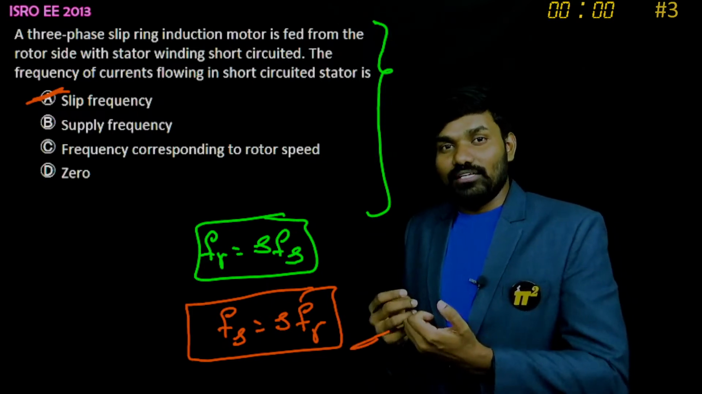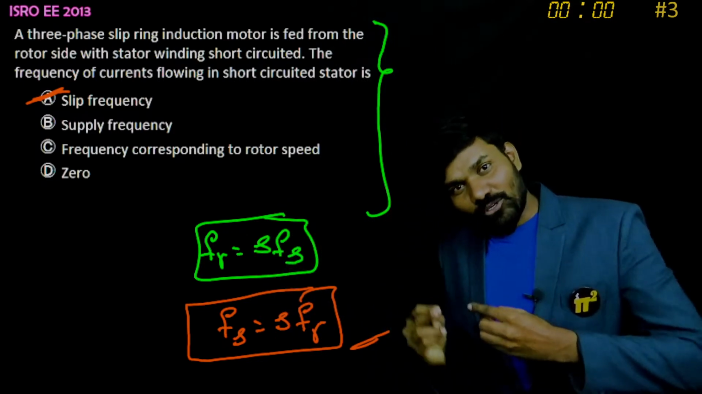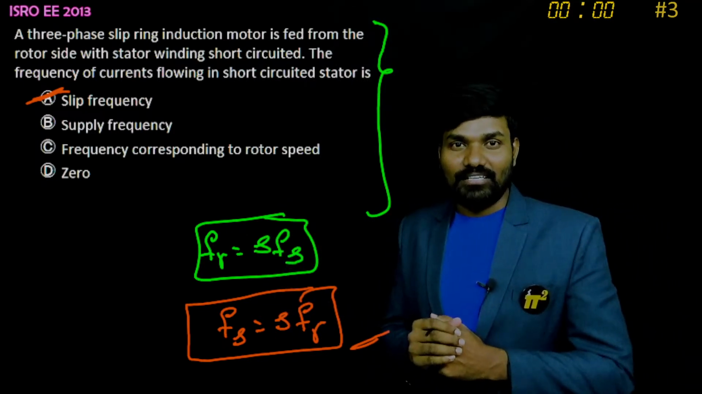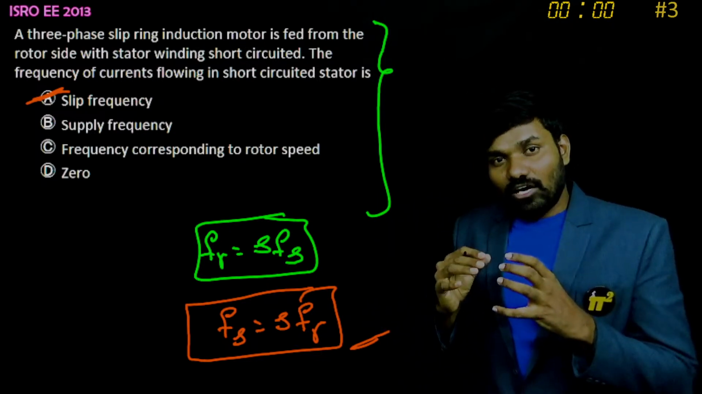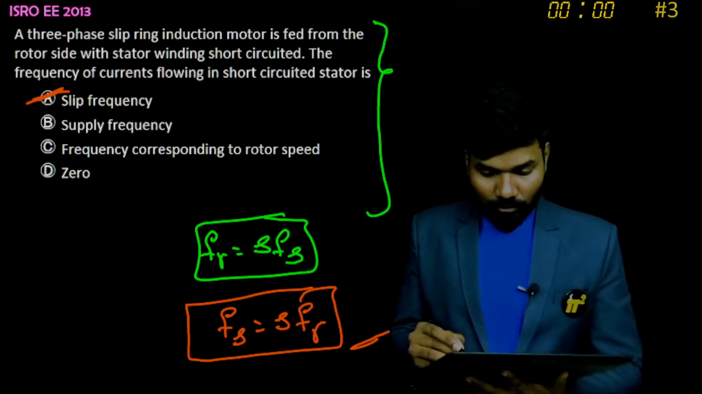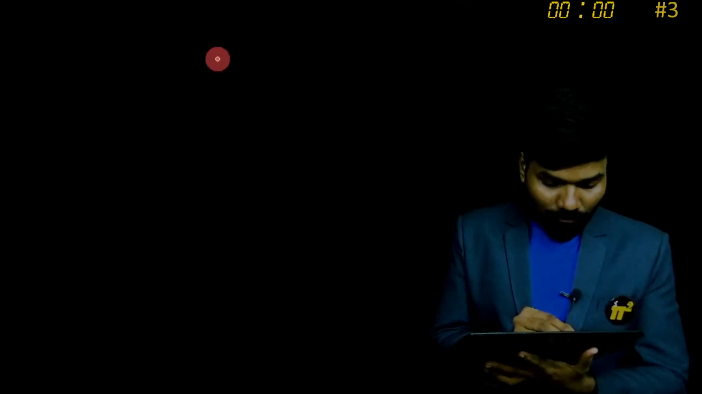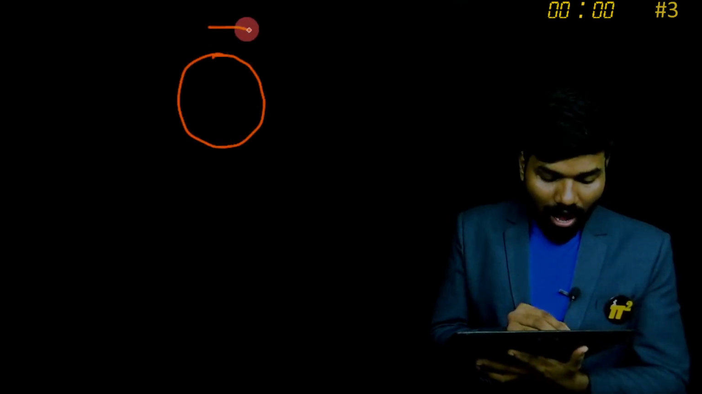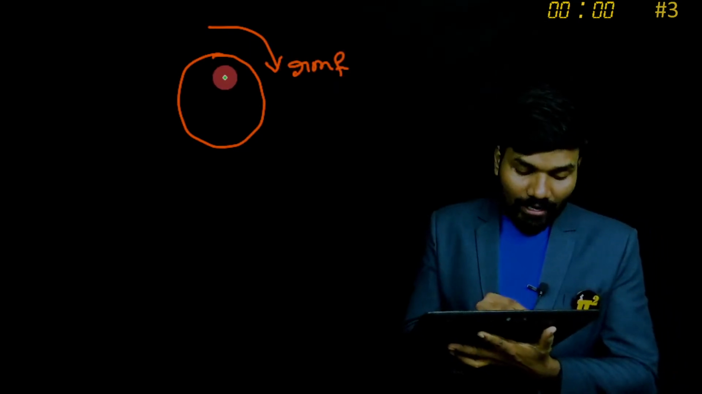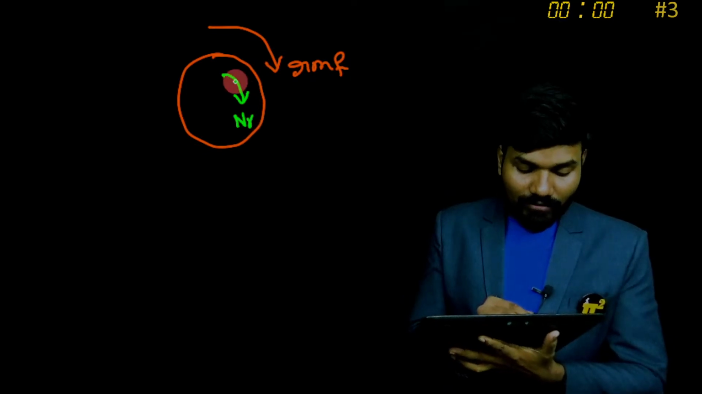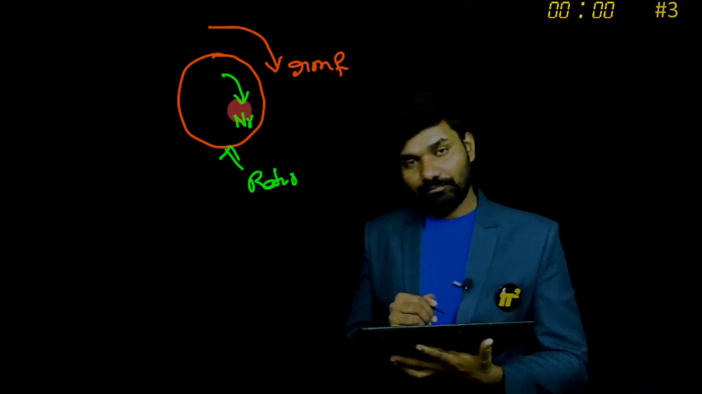So the rotor will start rotating. You are giving supply to the rotor and the rotor will start rotating. Now, in case of a normal induction motor, I'm talking about the normal case. Suppose the RMF, the rotating magnetic field direction, is this way. So the rotor will also rotate in this direction. This is the rotor. The rotor will also rotate in the same direction.